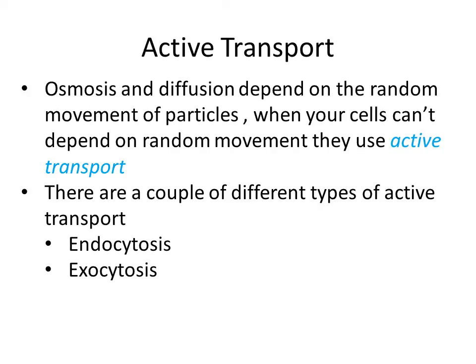Active transport. Osmosis and diffusion depend on random movement of particles. But your cells can't always depend on random movement of particles, so they use active transport. There are two types, endocytosis and exocytosis. Endocytosis takes in, exocytosis lets out.